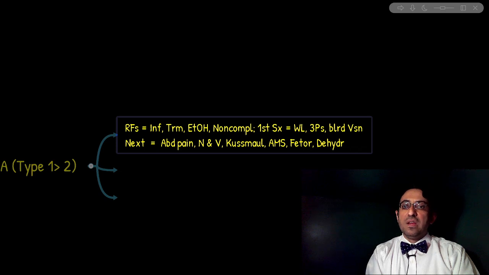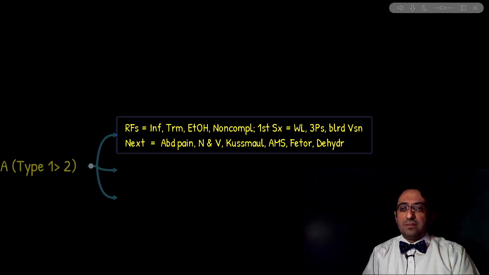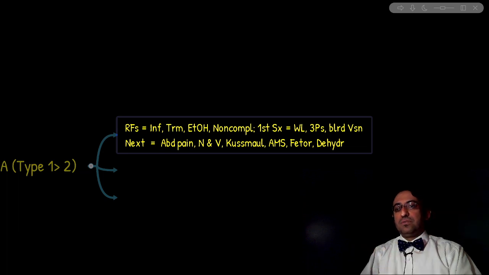What are they? Infection, trauma, alcohol consumption, non-compliance with anti-diabetic medications. Now, what is the progression of the symptoms in DKA? The first symptoms could be weight loss, or the 3 P's of diabetes, the polyuria, polydipsia, polyphagia, as well as blurred vision. What are the next step symptoms of DKA?